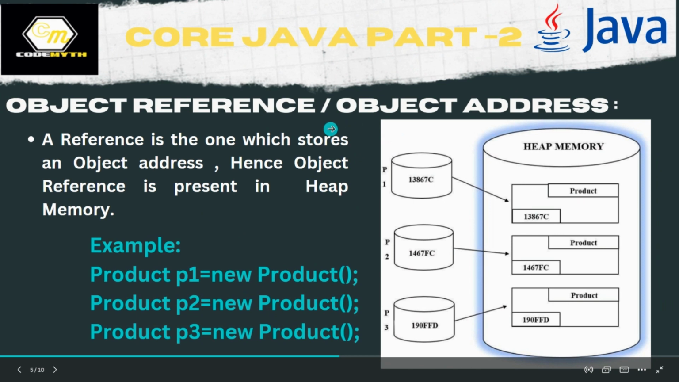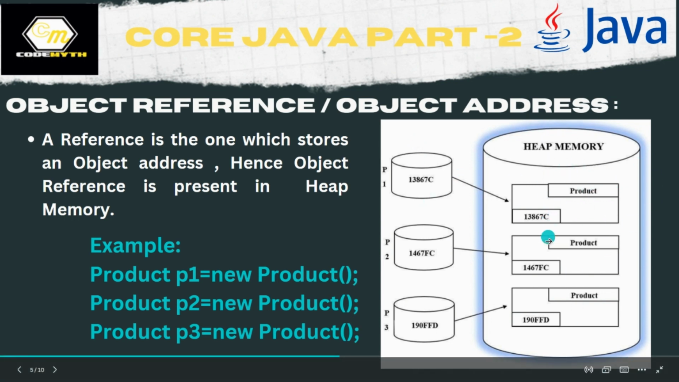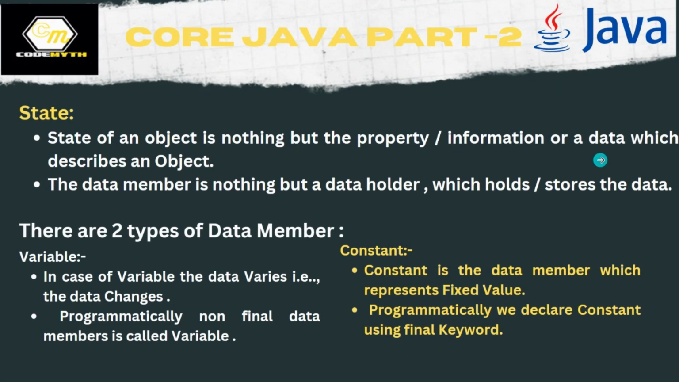Object reference and object address. A reference is the one which stores an object address, and the object is present in heap memory. As we have this stack memory as the reference, here we will store the object address, but the object itself will be stored in heap memory. Here the object is here, but the object reference address is here in stack memory. And by using the object reference, we can also find the object's state in heap memory.